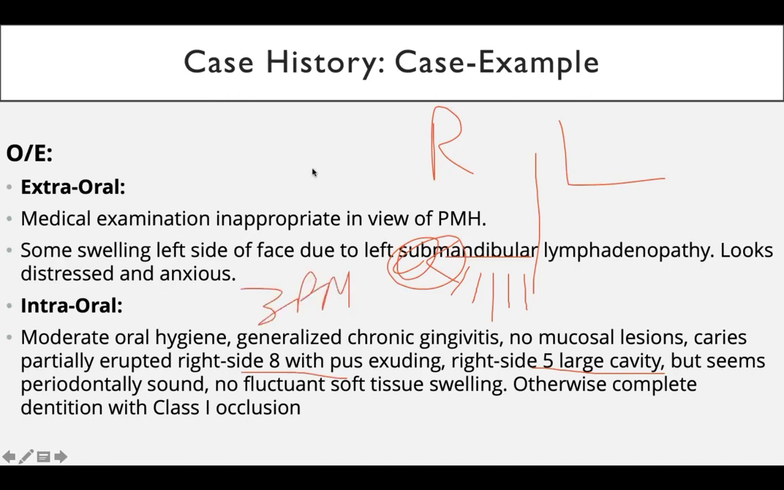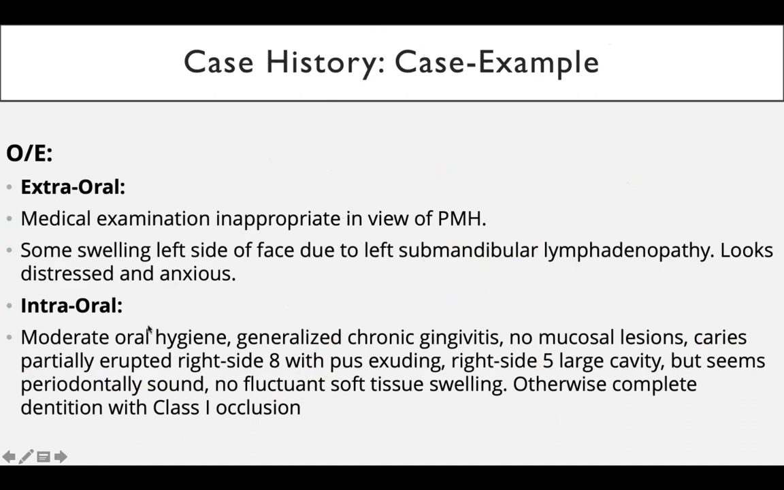So this guy has a wisdom tooth, and on the right side he has pus in that wisdom tooth with caries, partially erupted. Otherwise, no fluctuant soft tissue swelling, and otherwise complete dentition. All the teeth are present because we have seen the wisdom teeth. That's what I was saying.